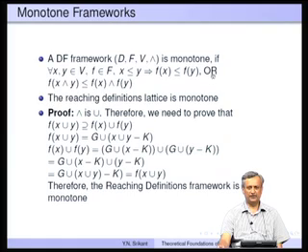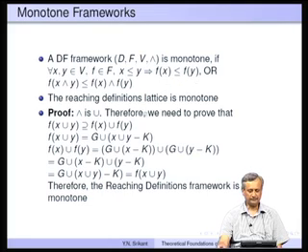The other possible definition for monotonicity is f of x meet y is f(x) meet f(y). Both definitions are identical, because the less than or equal to is defined using the meet operator. It will be easy to show that these two are identical. Now, we claim that the reaching definitions lattice is monotone. Let us see how.